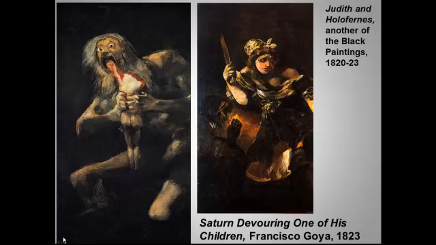Goya, by the way, painted these dark visions entirely for himself. They were never offered for sale or even public exhibition. Again, they were just painted on the walls of his farmhouse. Do you remember Goya's rendering of Judith as a bloodthirsty revolutionary woman? This, too, was one of Goya's black paintings.